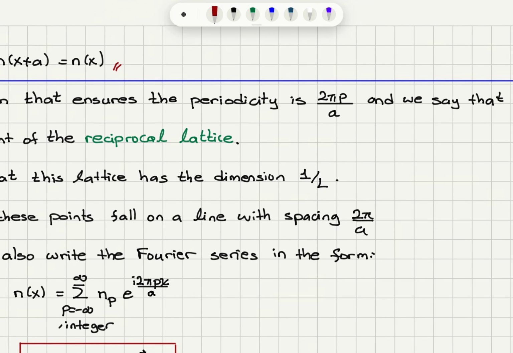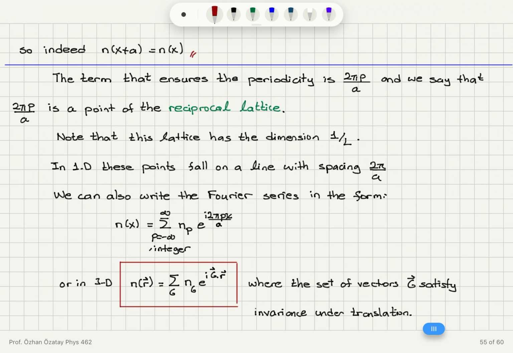Now the term that ensures the periodicity here is 2 pi p over a, and we say that 2 pi p over a is a point of the reciprocal lattice. So why is this 2 pi p over a? Well, you can notice that I have 2 pi times p, an integer, and a number divided by a. a is my periodicity of the lattice, so it could be the lattice constant, for example.